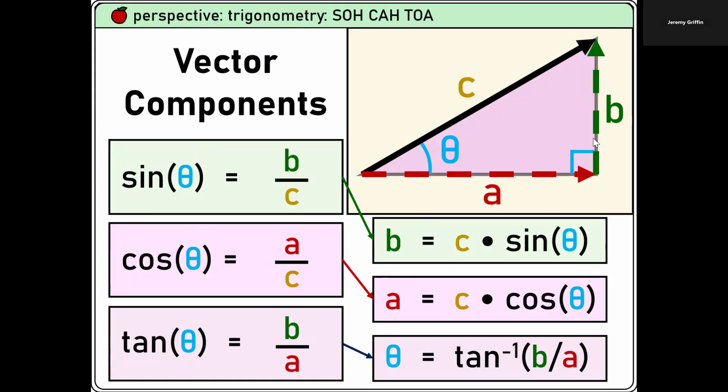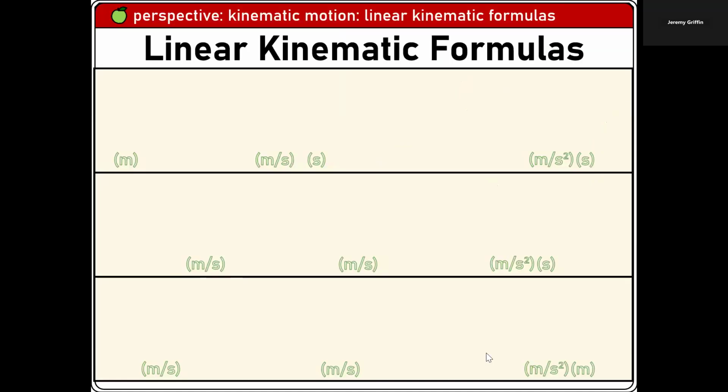Guys, could you say B is equal to C sine theta, and A is C cosine theta? How can you solve for this theta right here? Inverse tan of B over A is a good choice. You can do some other inverse tricks too, but you have to do an inverse trig.